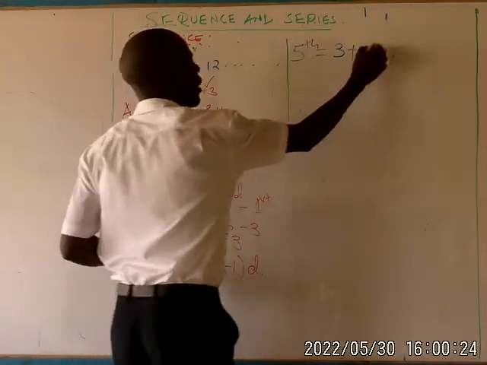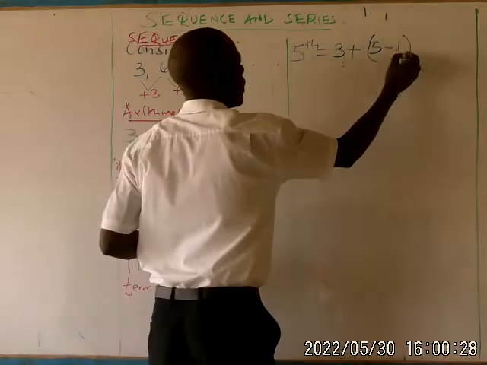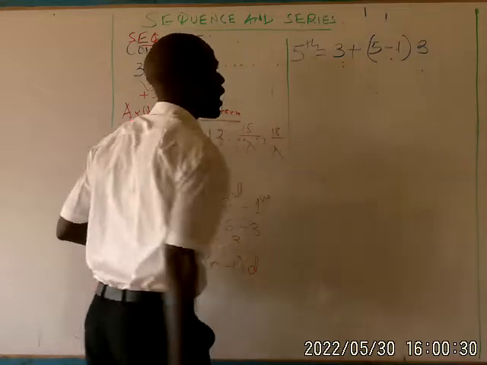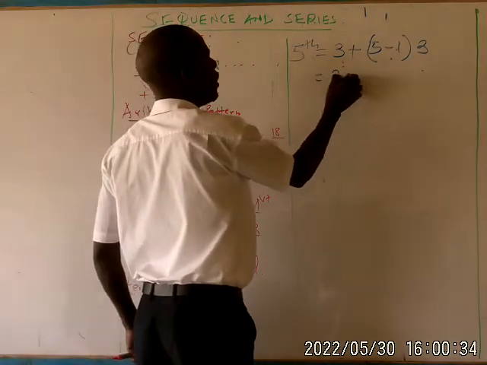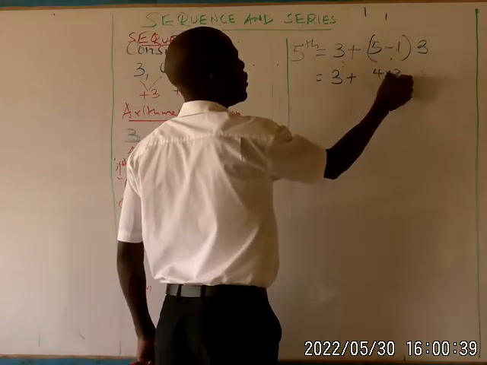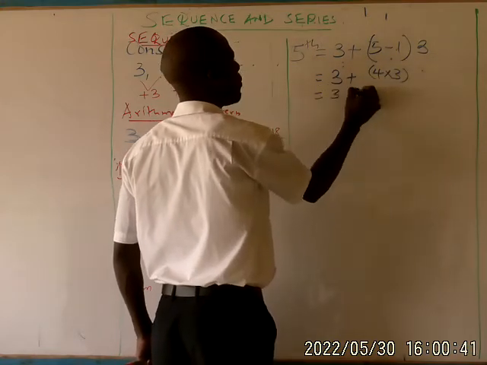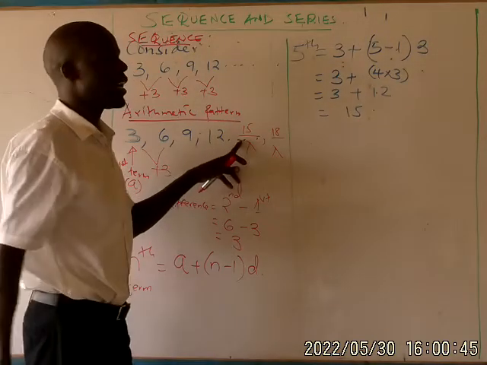Now if it's the 5th term, then I write 5 minus 1, which is constant there, times d. d we have gotten as a positive 3. We multiply, plus 3. So what do we get? 3 plus this 5 minus 1 is 4, times 3 is 12. So 3 plus 12, you get what? 15. And we can see that it is 15.